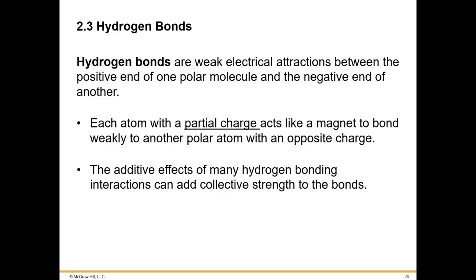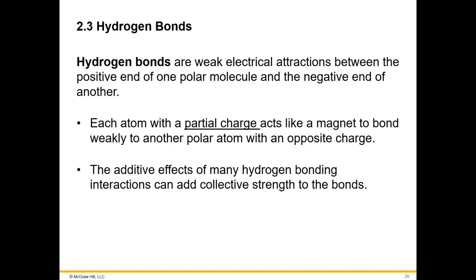Our hydrogen bonds, our third type of bonds, are weak electrical attractions that happen between the positive end of one polar molecule and the negative end of another. So this is about partial charges. If you need to write something down next to hydrogen bonds to remember what sets them apart, it's polarity and partial charges. So in these bonds, we have partial charges, just like on the water we just looked at.